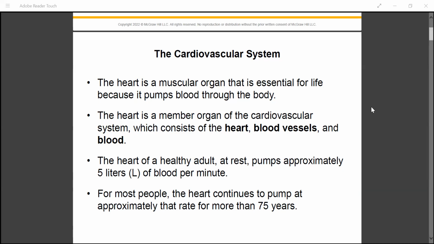A healthy adult heart at rest is going to pump about 5 liters of blood per minute. So, 5 liters of blood per minute, we would consider that their cardiac output. If you take your heart rate, which is how many beats per minute your heart beats, and you multiply it by your stroke volume, which is how much blood your heart ejects each heartbeat, then you can get your cardiac output.